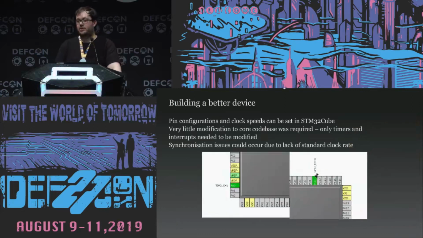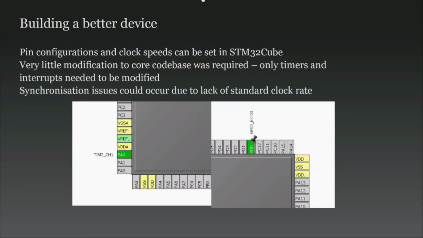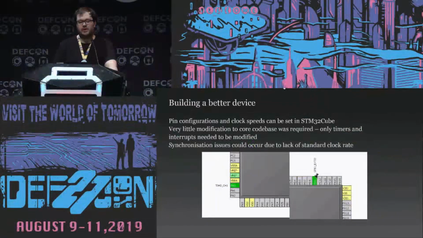The pin configurations on it can be set using the STM32Cube software suite, which basically allows you to click on the chip, decide which one you're going to work with, and set what each pin does, like if you want it to be a timer, an external GPIO, and set the clock rate. Now, the clock rate was very important because this thing wouldn't be able to synchronize with a strange speed like 13.56 megahertz. So because of this, I decided to find the clock speed that it would support that was closest to what I wanted.